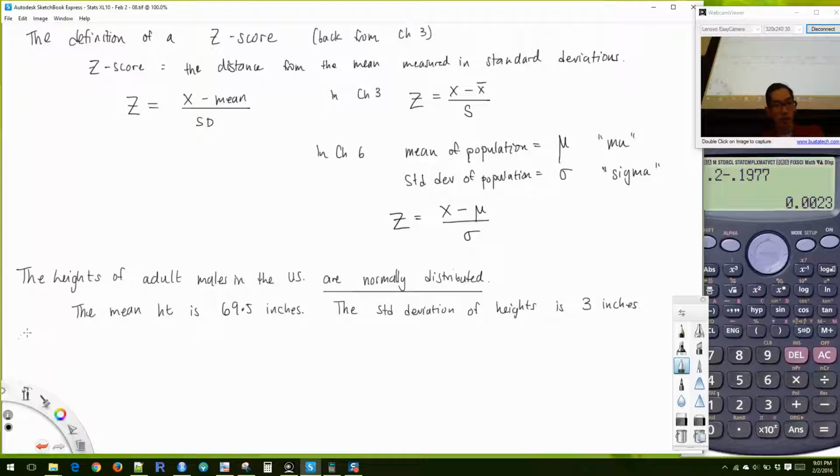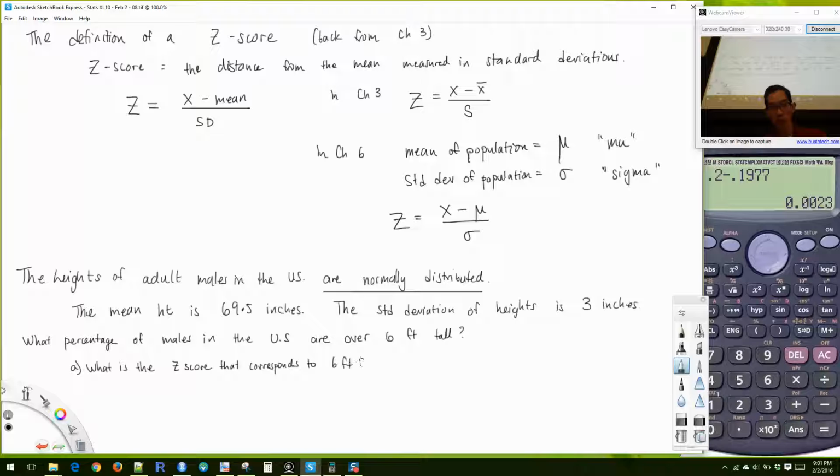The overall problem will be: what percentage of males in the US are over 6 feet tall? First, part A will be: what is the z-score that corresponds to 6 feet? I should say 6 feet would be 72 inches. So what is the z-score that corresponds to 72 inches? And then part B, to answer this question, is what percent is over that z-score.